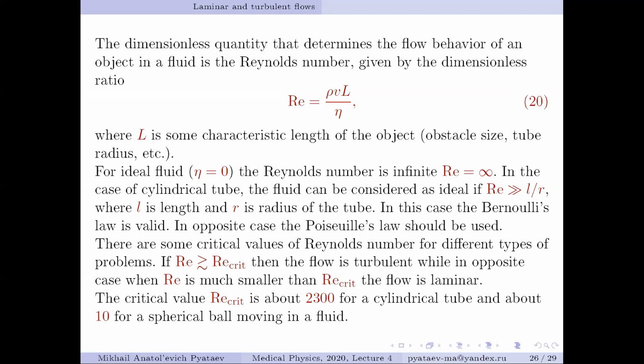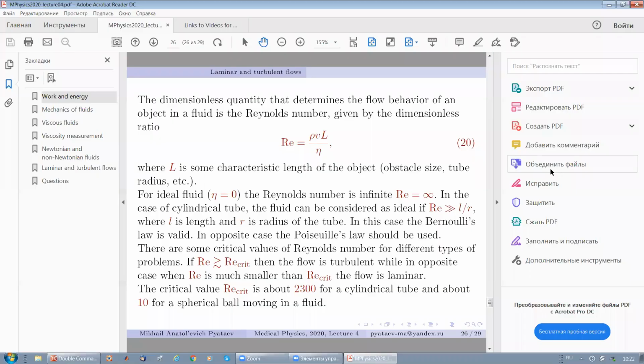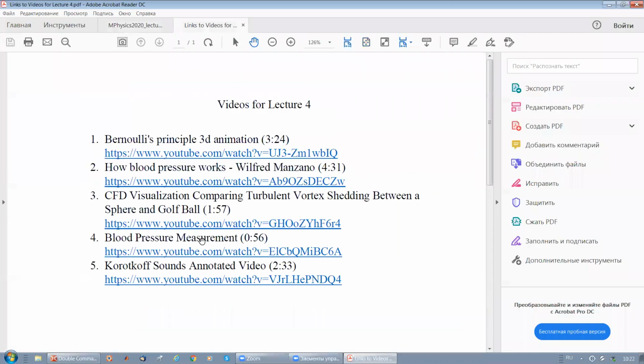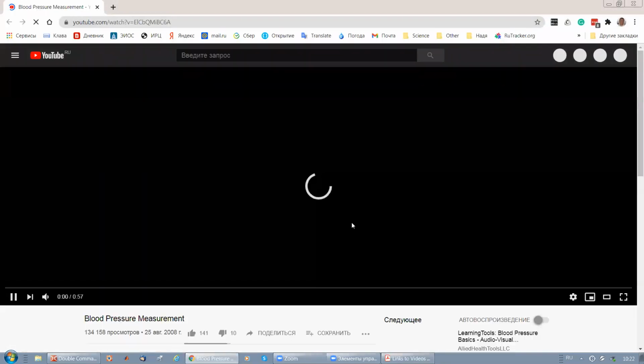And if the vessel is constricted in the diastolic phase of the heartbeat and is opened in the systolic phase, then the flow becomes turbulent and it can be heard with a phonendoscope. And this is used in blood pressure measurements. Let me show you these two short videos. After that, we'll finish our lecture.